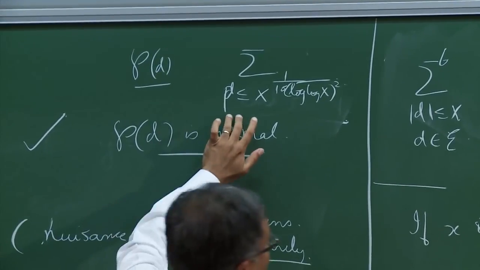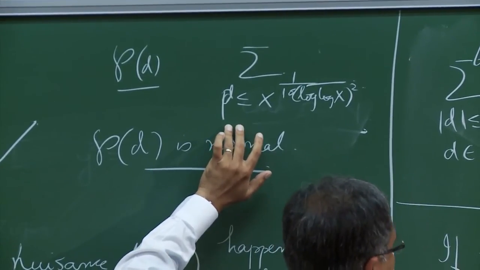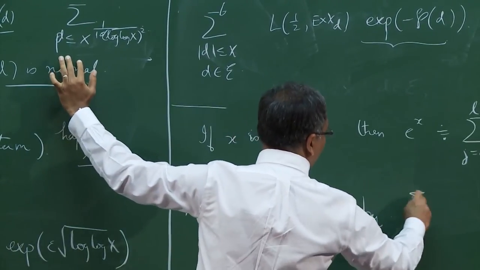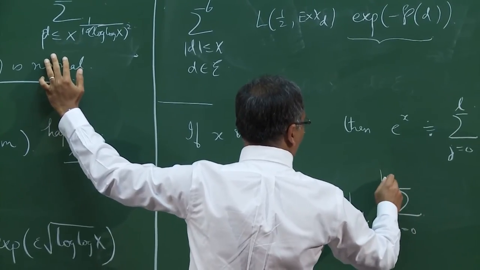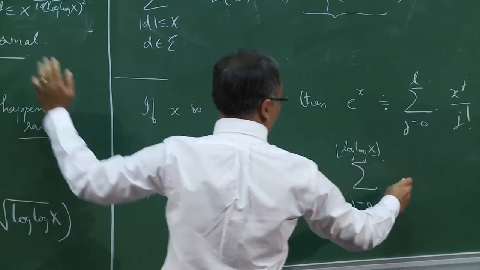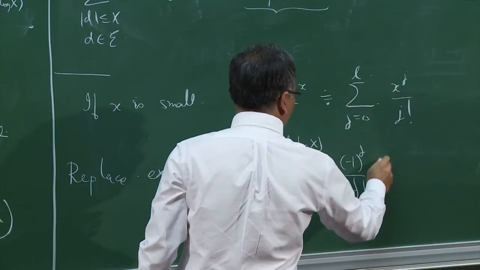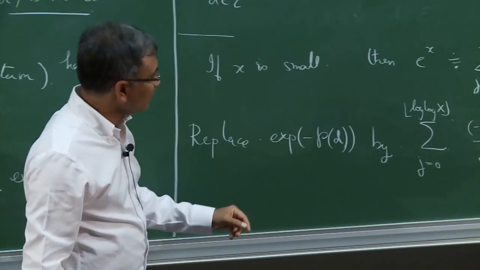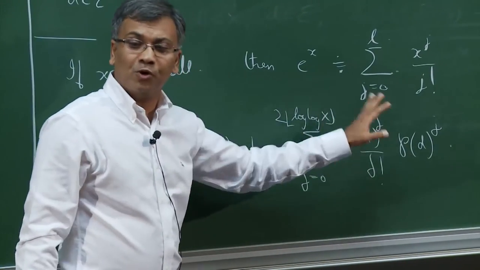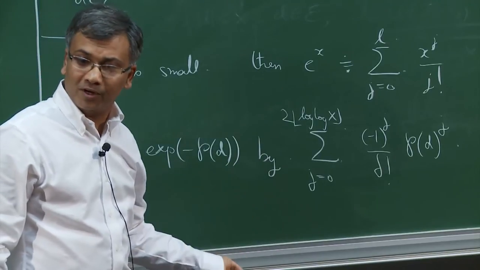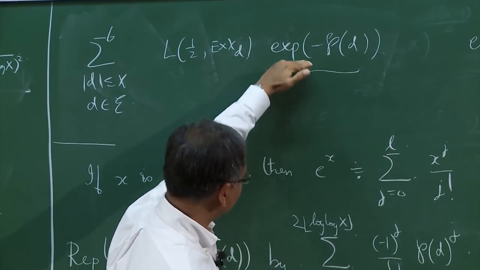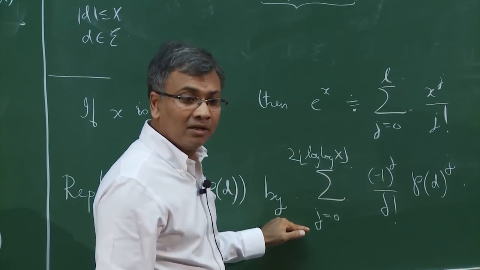But you see, I can now replace, using this, x to the minus p of d by the sum over j goes from 0 to log x of minus 1 to the j over j factorial p of d to the j. In the case that I'm interested in, where 1 and 2 fail, this is a good approximation to the exponential of minus p of d. If you make this an even number, what you have here is also going to be always positive. So that also is a useful thing for us. So instead of evaluating this moment, which I don't know how to evaluate, I can replace this essentially by a Dirichlet series approximation and then compute the moment, and that's enough for us.